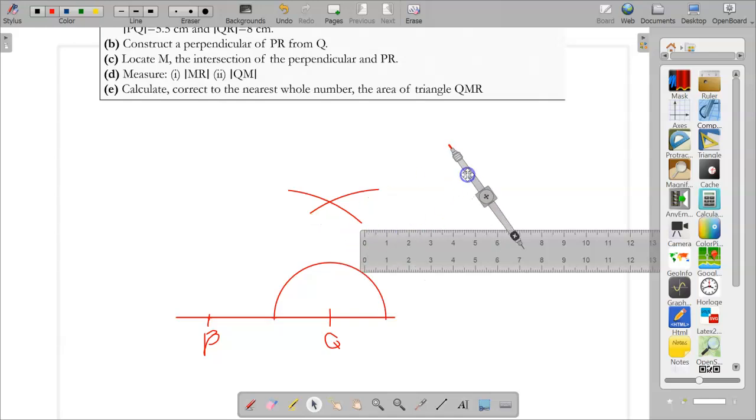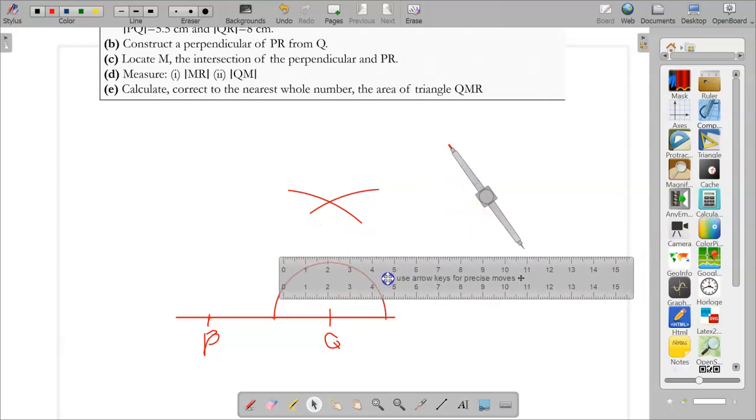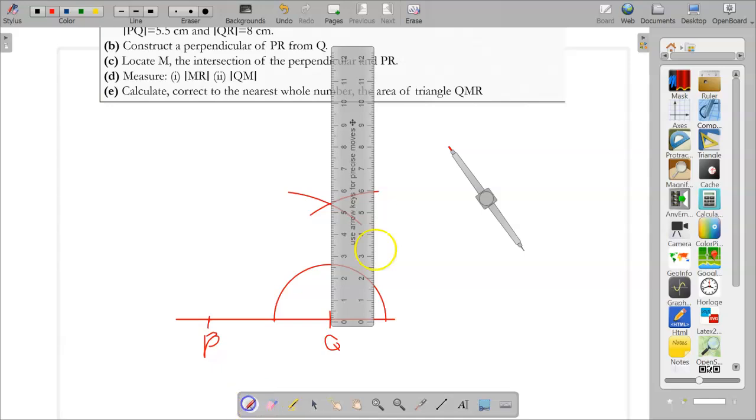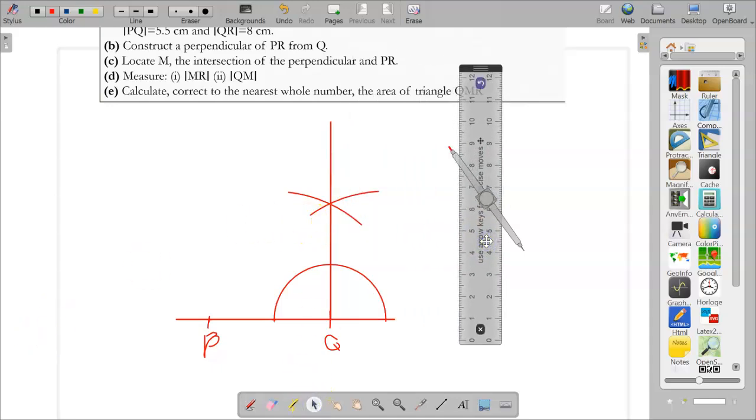Now the next thing is to use the ruler to join the intersection of the two arcs and the point Q, so that I can draw my line to pass through the intersection, and then that's okay. Let me extend this one a little bit. Good. So that's my 90 degrees drawn now.